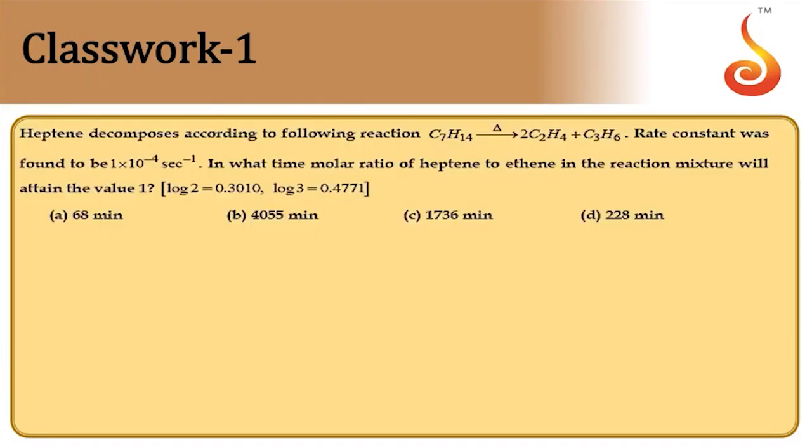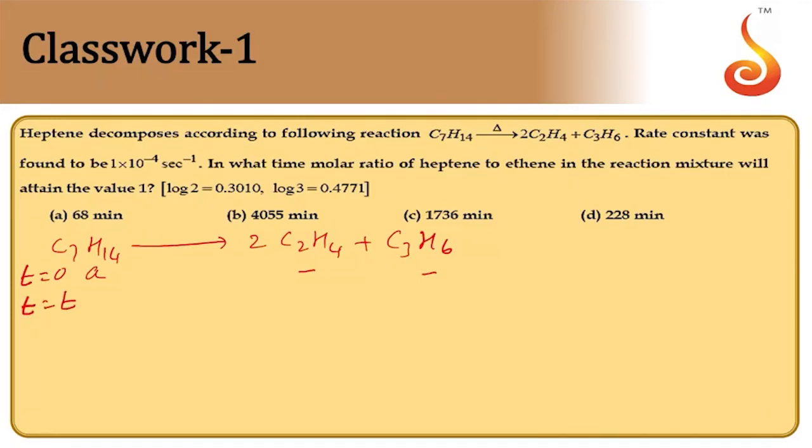Let us write the reaction once: C7H14, that is heptene, giving rise to 2 moles C2H4 plus C3H6. At time t equal to 0, let us assume the concentration of heptene is A moles, and these two are zero. At time t equal to t, let us suppose x moles are reacting. This will be A minus x. You are going to get 2x here and then x, 2x because 2 moles are being formed.